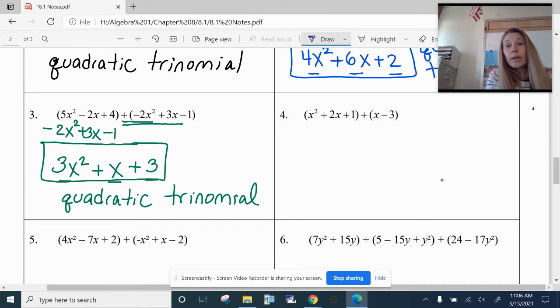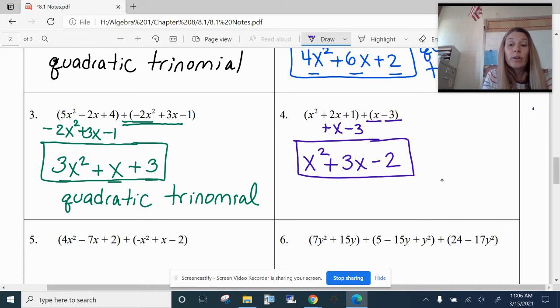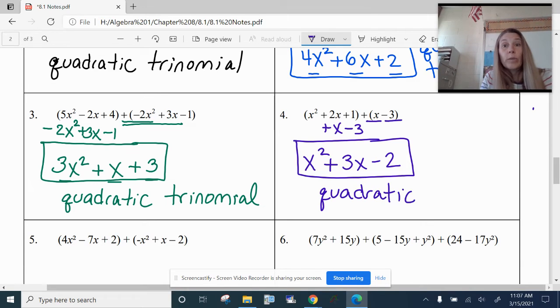Okay, next one, my first piece here is already in standard form. I have an x squared followed by an x followed by a constant. So I'm going to add the x, lining that up underneath the other like term there, subtracting the 3, and now I can combine my like terms. So I have an x squared plus 3x minus 2. Again, classifying by degree, my highest exponent here is the 2, which is quadratic. And I have 3 terms here being added or subtracted together. So again, it's a trinomial.